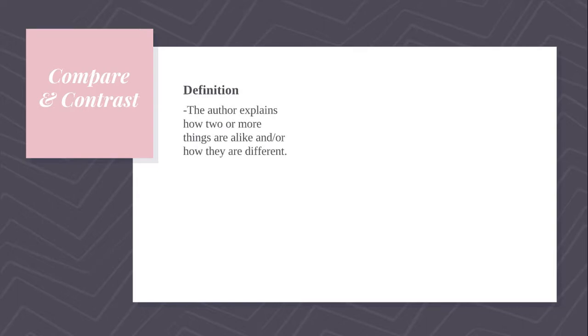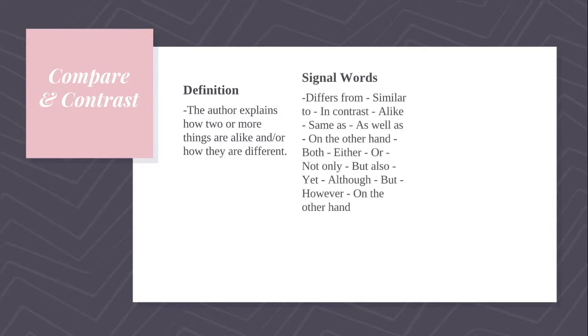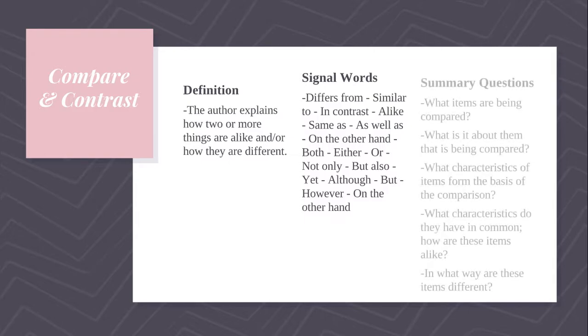Compare and contrast. Definition. The author explains how two or more things are alike and or how they are different. Signal words. Differs from, similar to, in contrast, alike, same as, well as, on the other hand, both, either, or, not only, but also, yet, although, but, however, on the other hand.